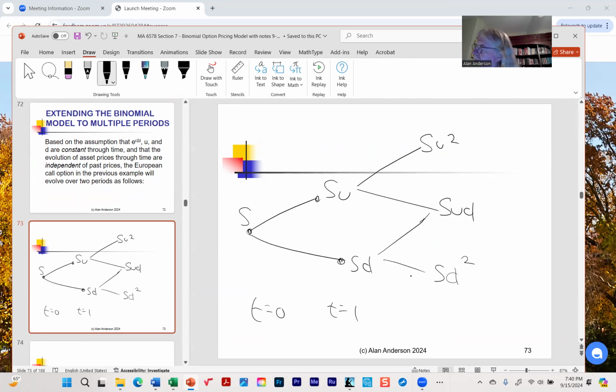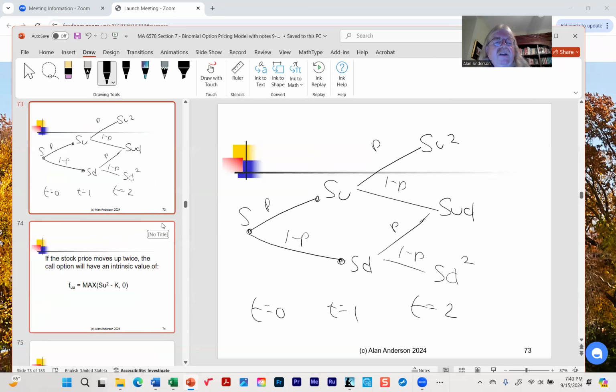All we did here, and of course, these are implied: if you go up twice in a row, it's SUU or SU squared. If you go up and then down, it's SUD. Down and then up, it's the same thing by assumption. And then down and down is SD squared. So that means our tree for options is a little messier.